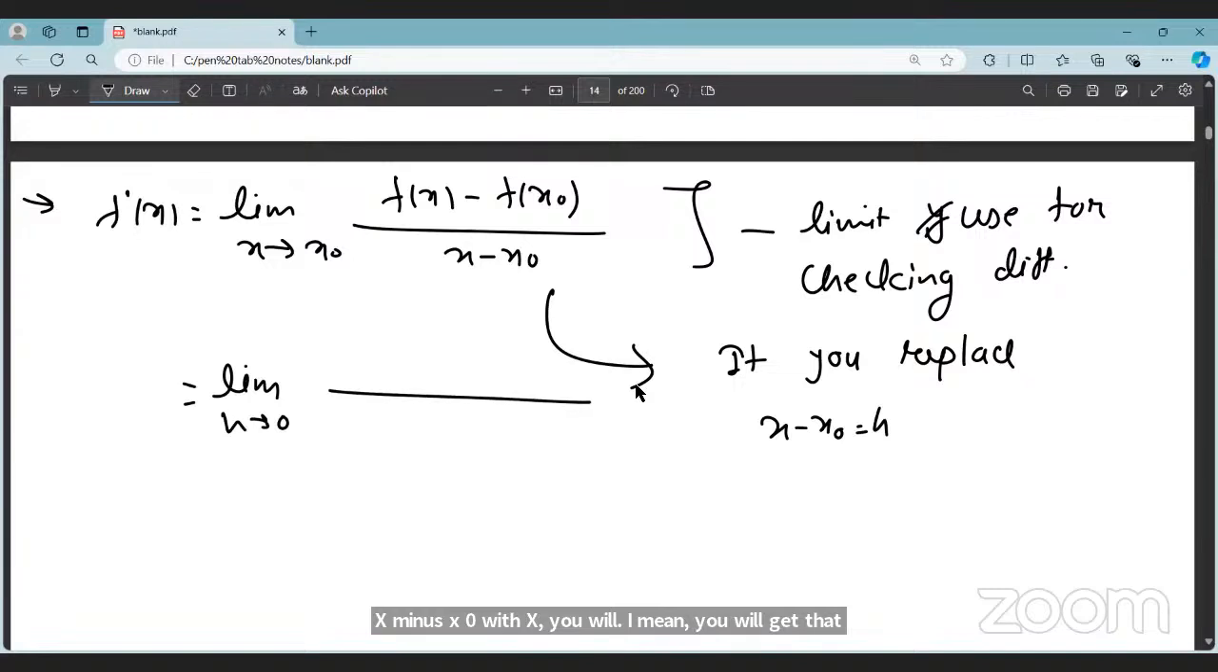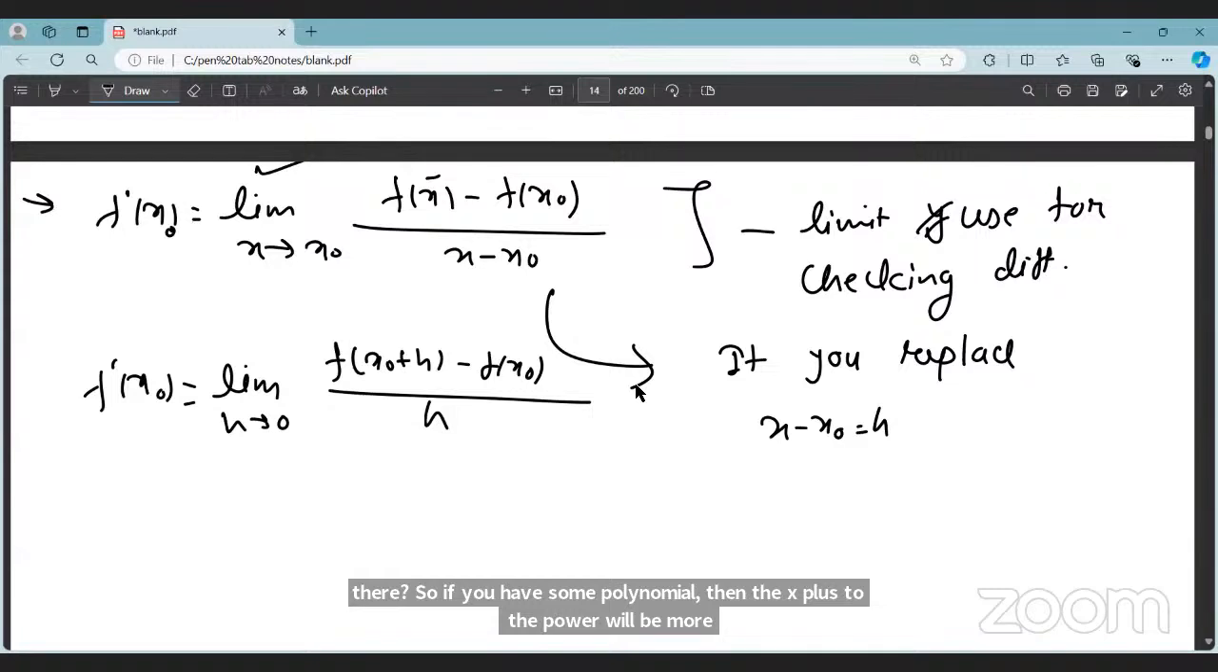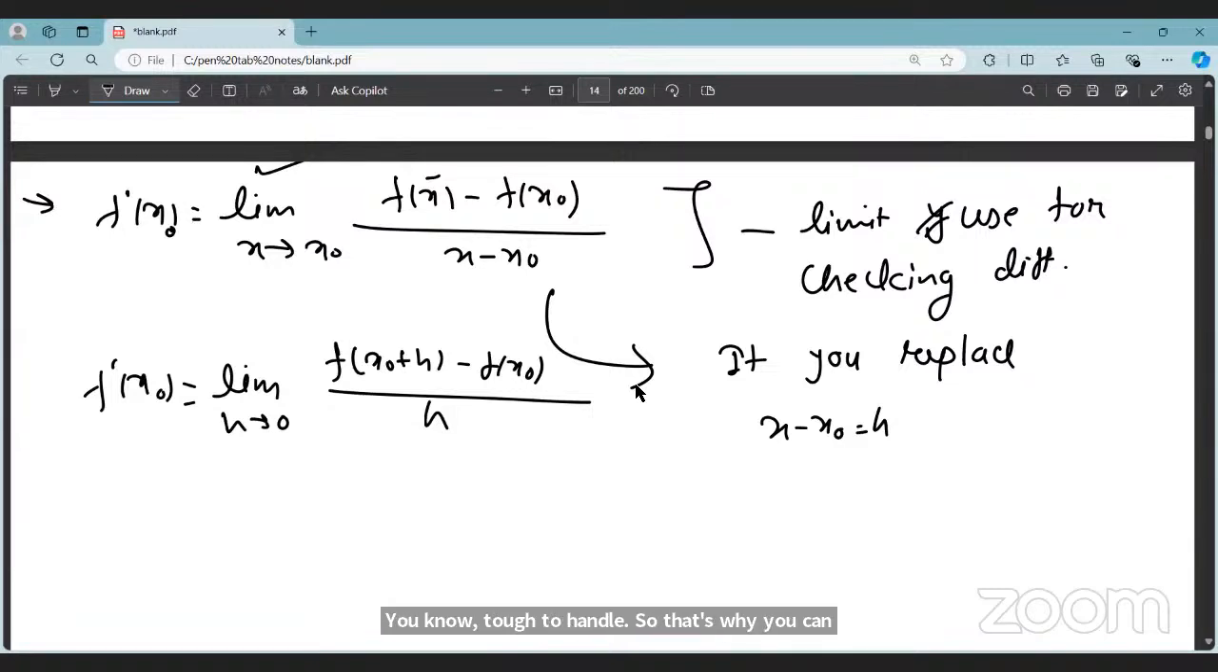Okay. So sometimes in calculation, this limit will be much easier to compute than that limit, which is f of x naught plus h minus f of x naught by h. At some point this limit is very helpful for computing the above one, because it just contains a function at a single point. Here x naught plus h is there. So if you have some polynomial, then x naught plus h to the power will be more tough to handle. So you can remember these two limits, and whichever you feel comfortable with, you can use for checking differentiability.